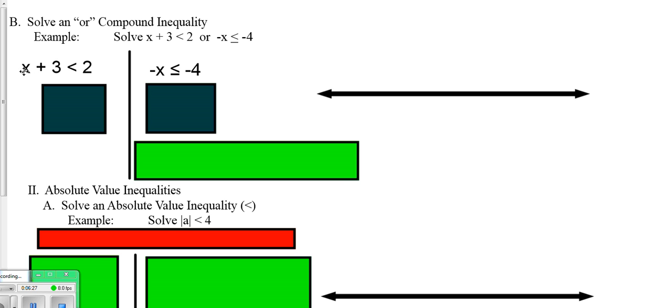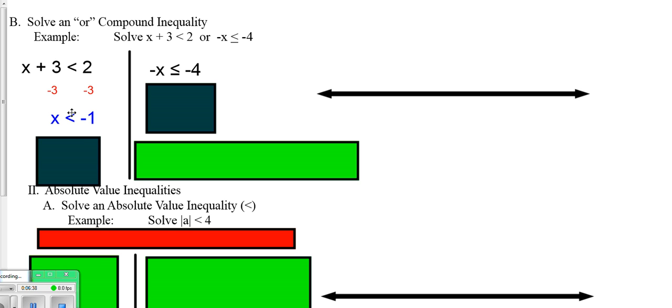So we start with this x plus 3 is less than, there's no equal to, just less than 2. So to solve it, subtract 3 from both sides, and we would end up with x is less than negative 1. That's it. So that's going to be one of our inequalities then.